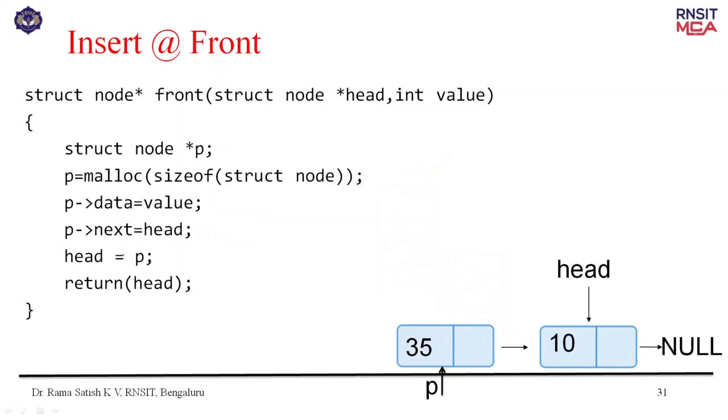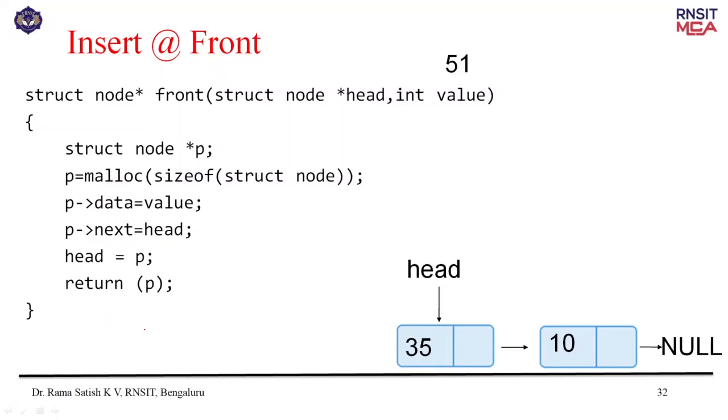And now head you are moving to P. So after connecting this, head you are moving to P. So head is equal to P, and return head. So head will be returned back. Head is the new pointer. I have told you head is the pointer that holds the starting node's address. So it will be holding the starting node's address. That is the thing that you should understand.